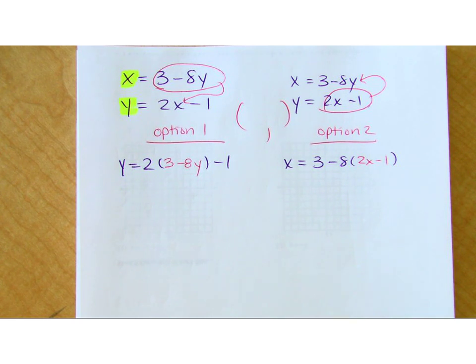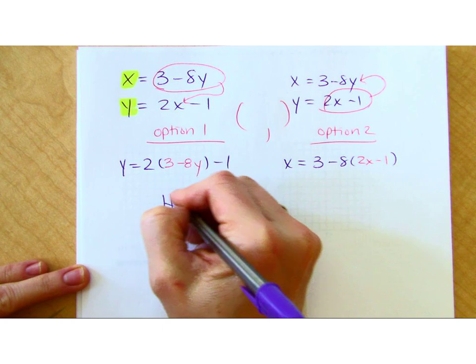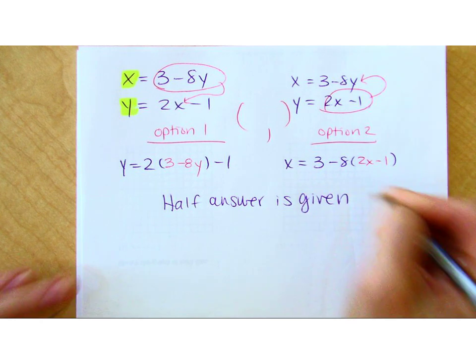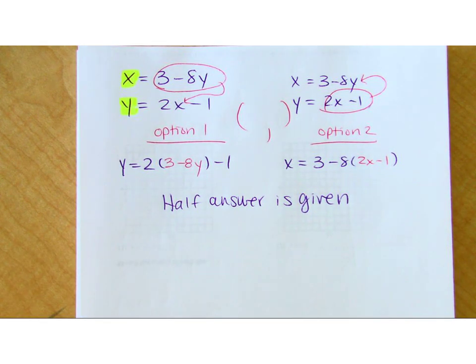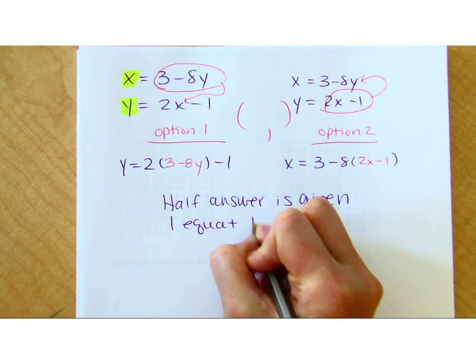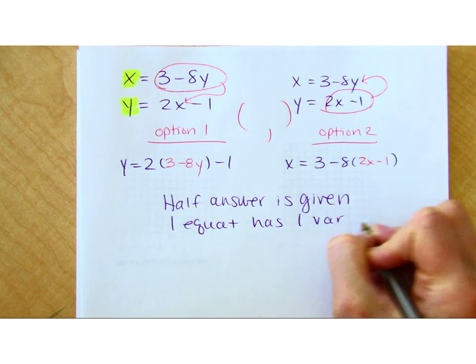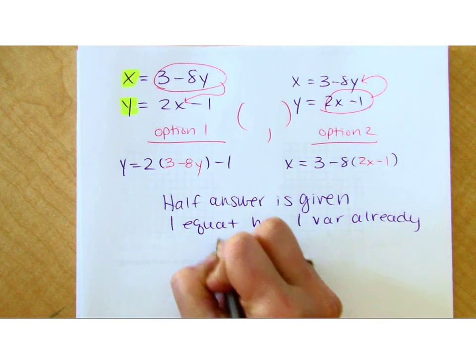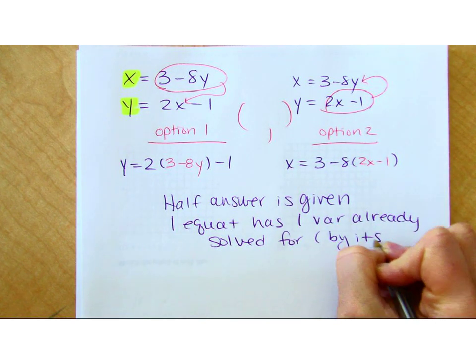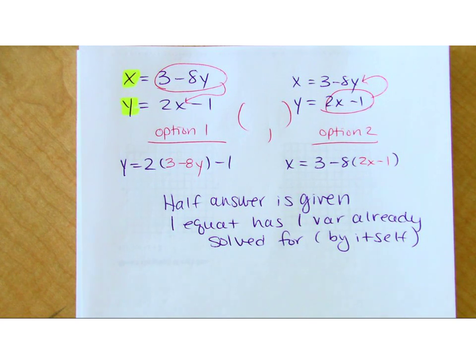Okay, so what makes it a level 1 or a level 2? Either half the answer is already given, okay? Or one of the equations already has one of its variables solved for. One equation has one variable already solved for, meaning by itself. Which then, I'm assuming you can figure out what a level 3 and a level 4 is, right?